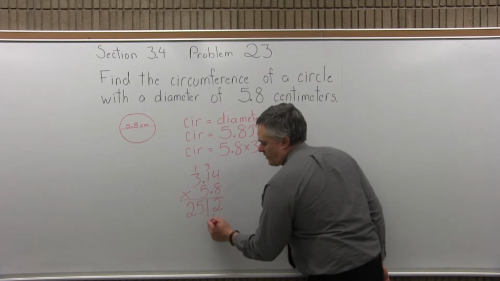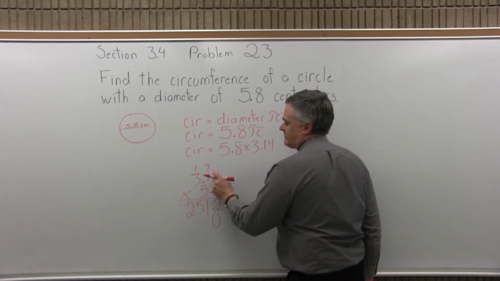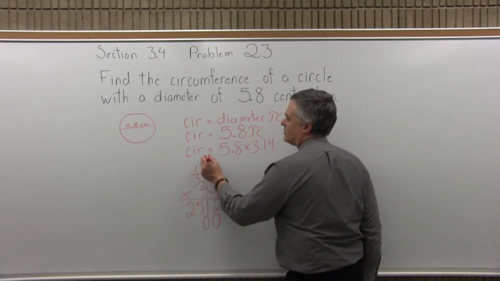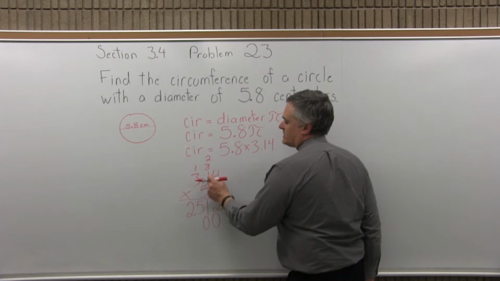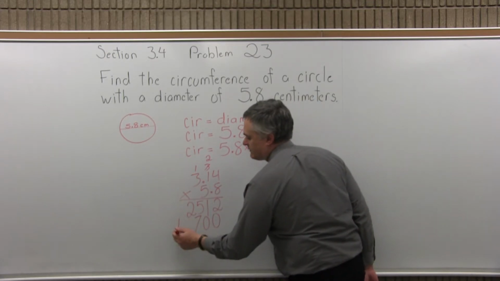Now for the 5, you go down 1 row. Start off with a 0 to hold your position. And now 5 times 4 is 20. So for 20, put the 0, carry the 2. 5 times 1 is 5, plus 2 more that you carried, is 7. And then 5 times 3 is 15.